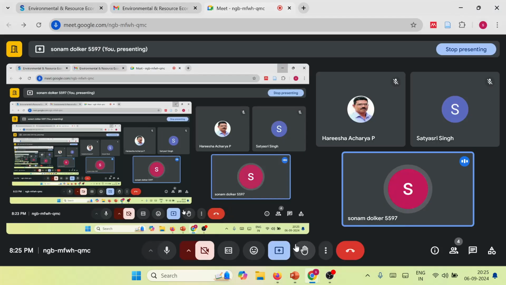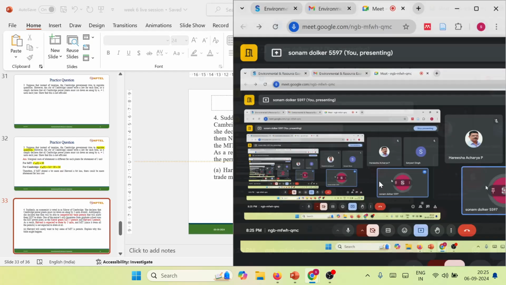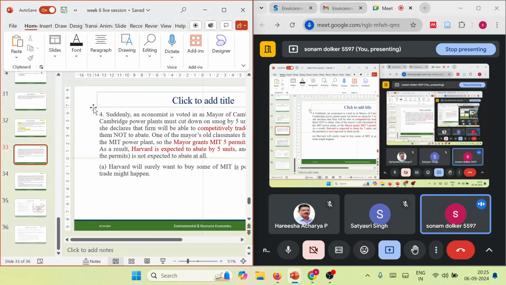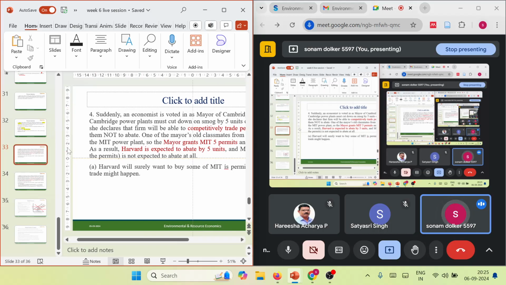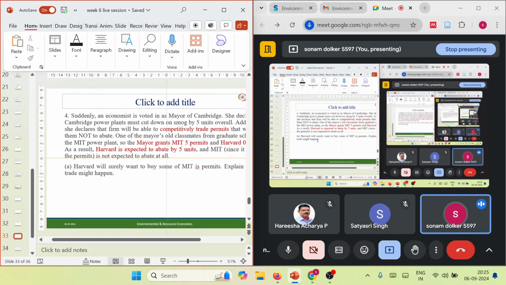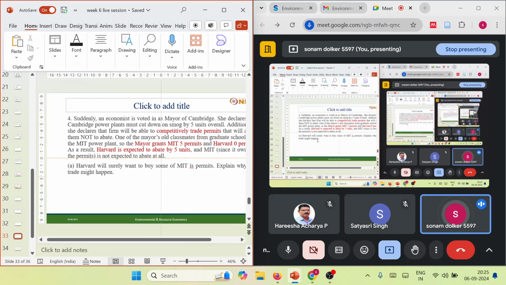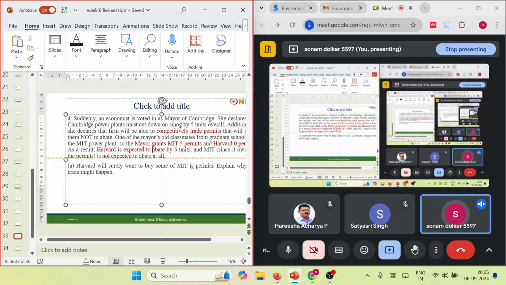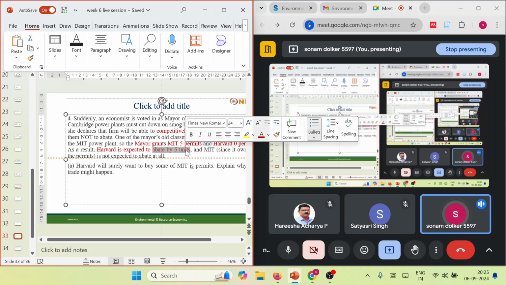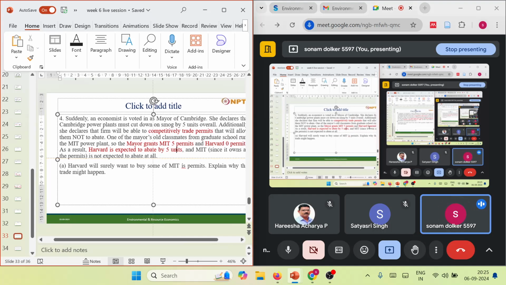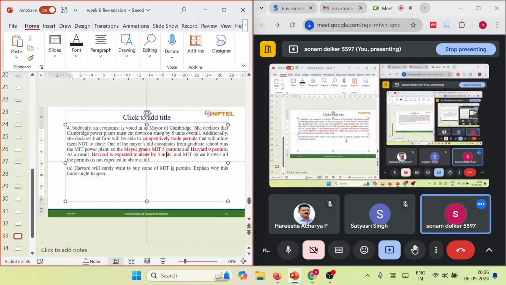So now the case is the tradable permit system, and one of the plants is granted some permits and has a lower marginal abatement cost, and the Harvard plant has a higher marginal abatement cost, and it has to abate some level of pollution. That is 5 units, since Harvard has 0 permits. Now the question is that rather than abatement, the Harvard plant will choose to buy permits from the MIT plant. So we have to explain why this will be happening, right?